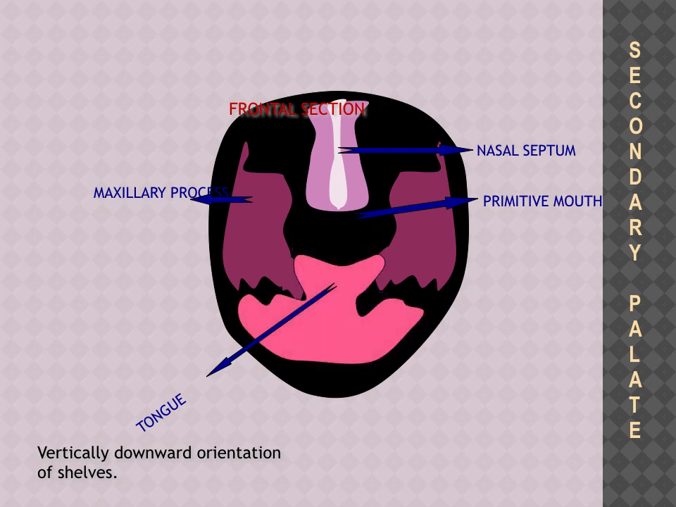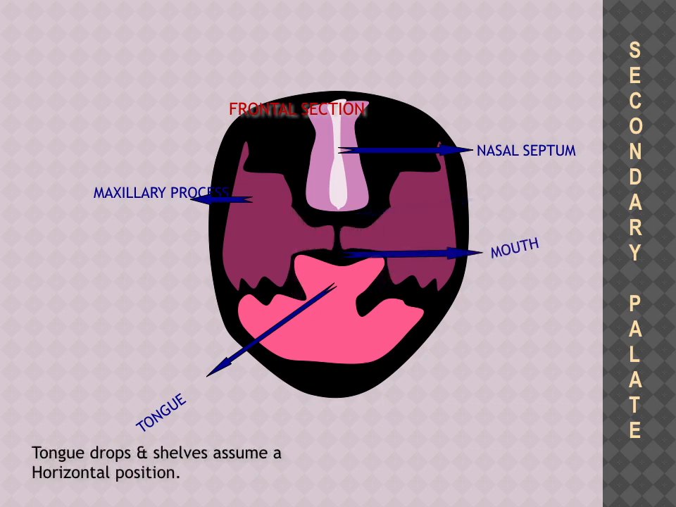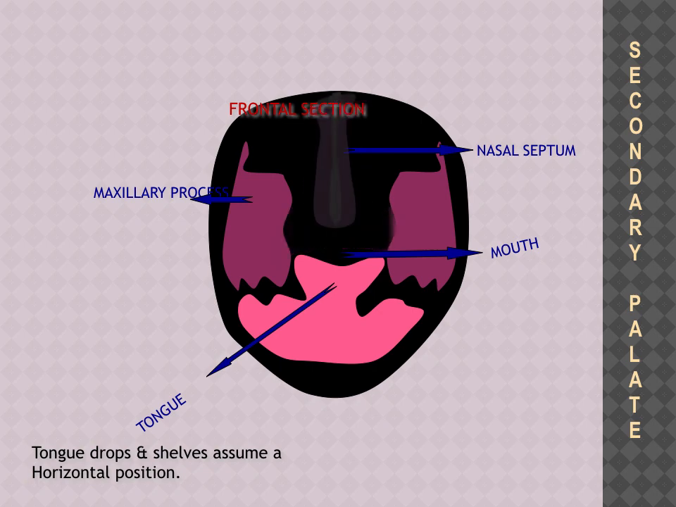It's only at the 7th week of intrauterine life that, due to certain changes in the mitotic activity of the epithelium, the increased connective tissue, vasculature, and probably the change of head position of the fetus and various other reasons, the tongue actually falls down. Then it allows the palatal shells to move towards each other and finally fuse with the surrounding structures also, and then form your secondary palate.